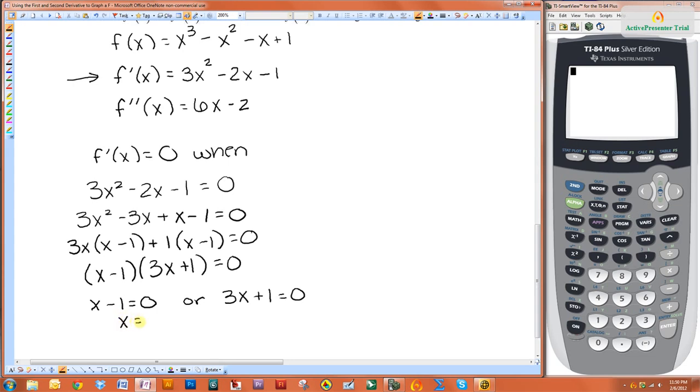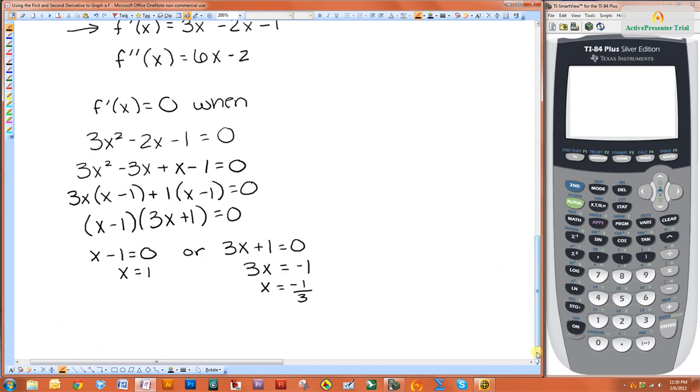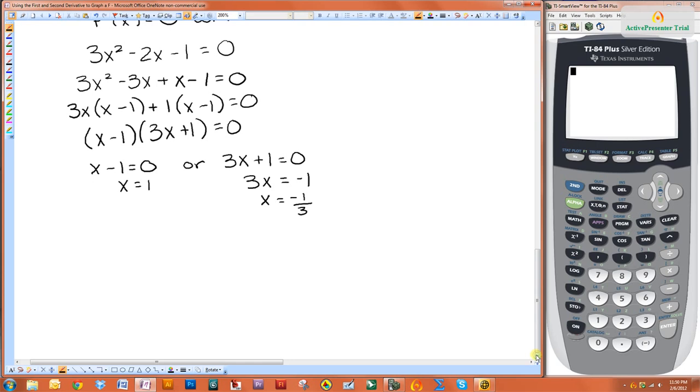So this tells me x equals 1, and this tells me that x is equal to negative 1/3. Okay, so these are our critical values. So what we need to do is take those and then the endpoints of our domain and put them on an analysis line. So remember, the domain of the function is from negative 2 to 2. So we're going to start with those, negative 2 and 2.